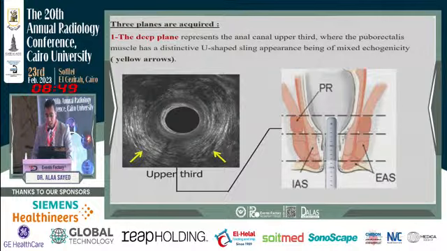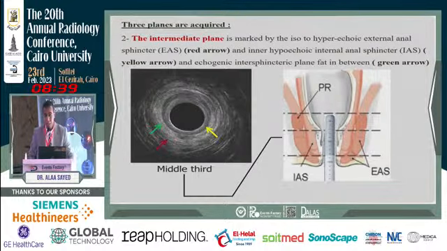The deep plane, representing the anal canal upper third, which is marked by the distinctive U-shaped sling of the puborectalis being of mixed echogenicity in yellow arrows. Intermediate plane, which is marked by the iso-hyperechoic external anal sphincter in red arrow, inner hypoechoic internal anal sphincter in yellow arrow, and echogenic intersphincteric fat plane in between in green arrow.